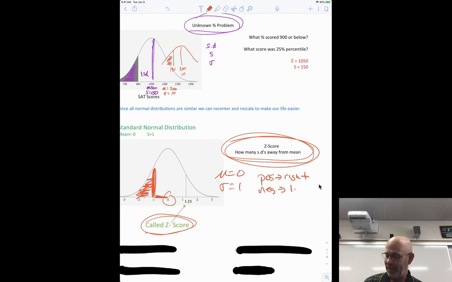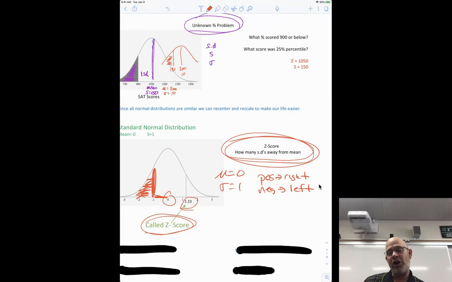Negative means to the left. All right, so what we're going to do is ask a question like, what percent of the data is to the left of -1? I circled 1.23 here, but we could do any number for the z-scores. Then we're going to translate that back to my other question.